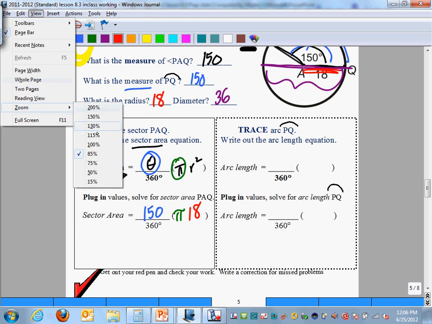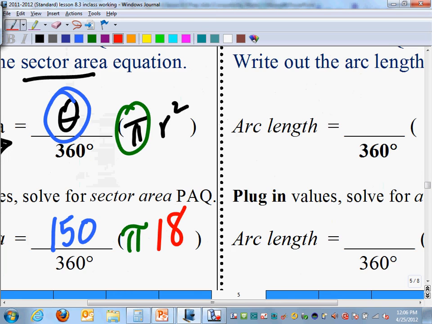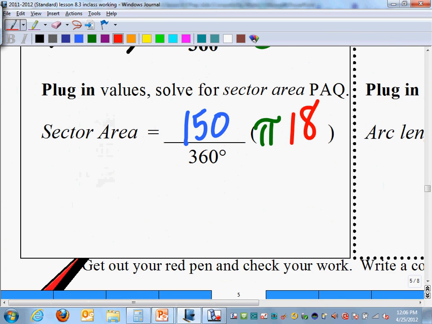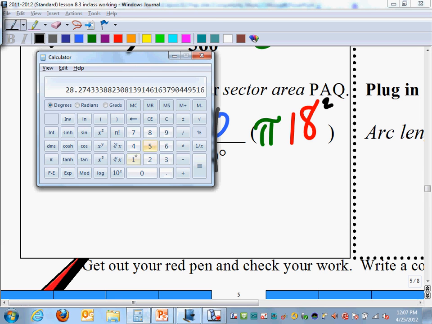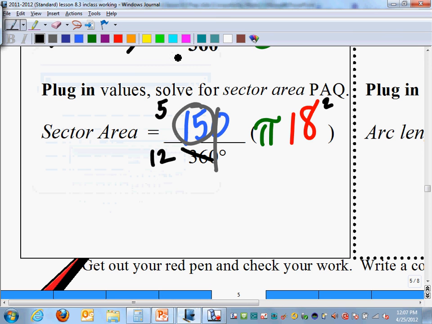Now watch the magic here. Some of these you can actually do without a calculator. I'm going to do this with what's called pi form first. Cancel the zeros. 3 goes in here 5 times, and 3 goes in here 12 times. Then I'm going to do 18 squared. It's 324. So I'm going to have 5 over 12 times 324 pi.